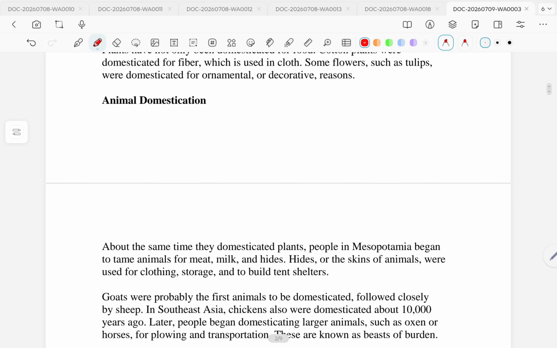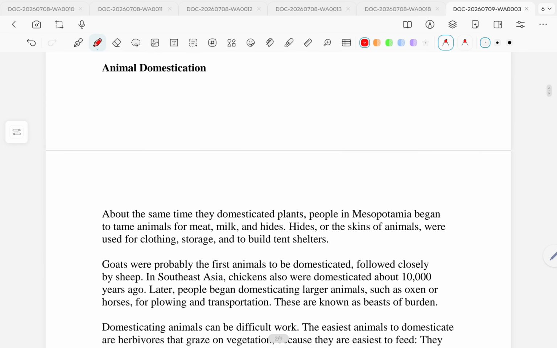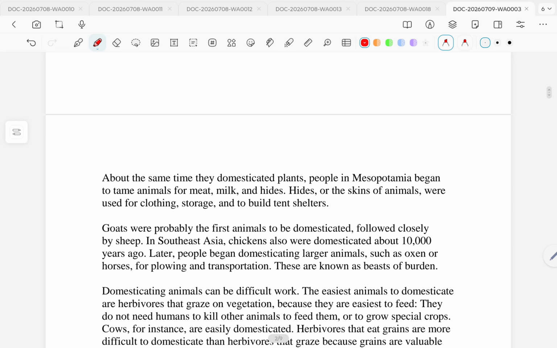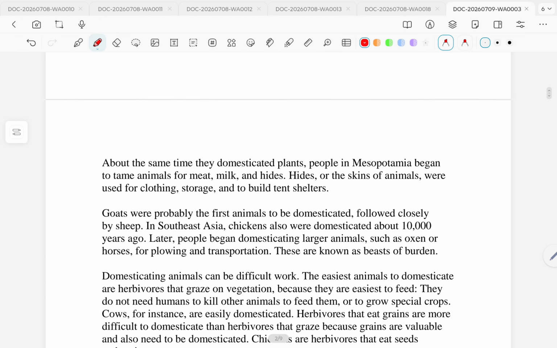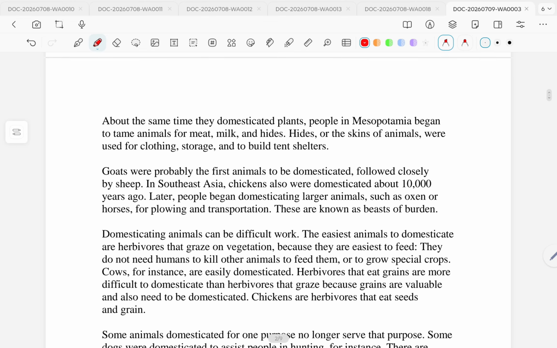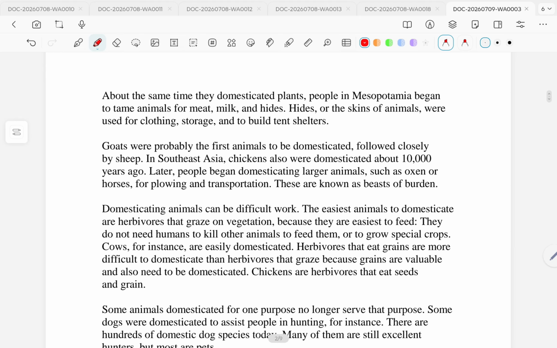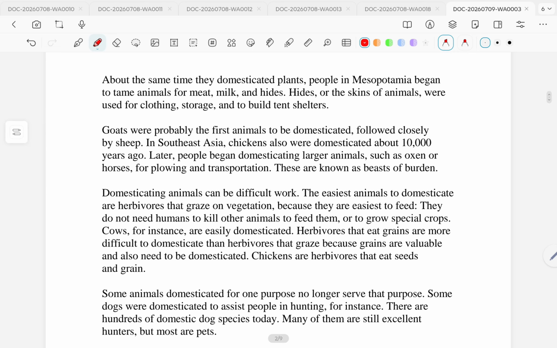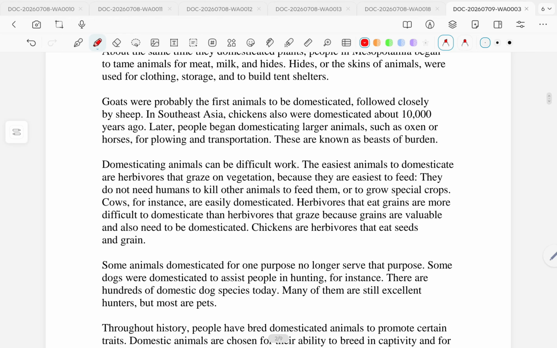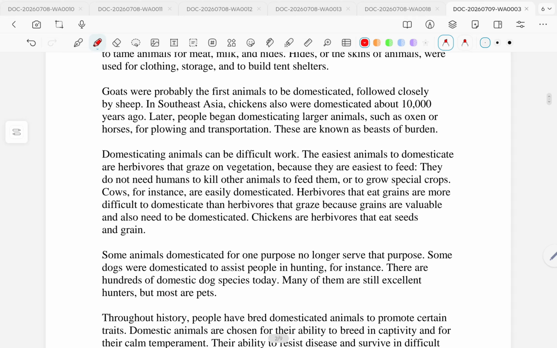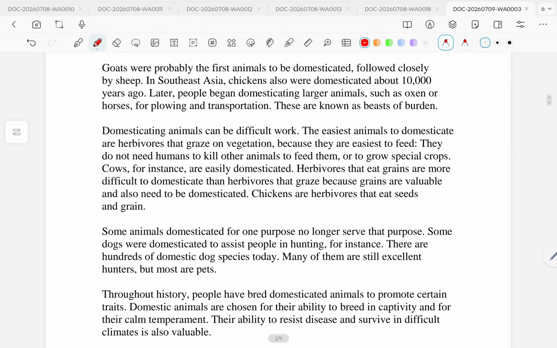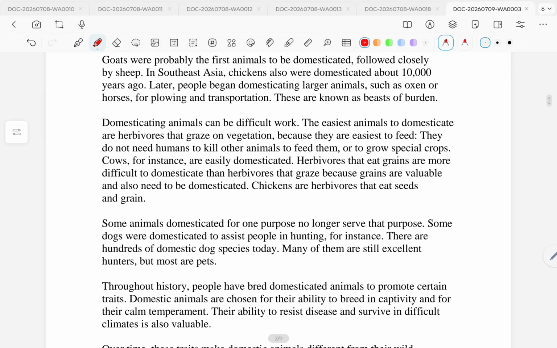Animal domestication. About the same time as the domesticated plants, people in Mesopotamia began to tame animals for meat, milk, and hide. Hides, or the skin of mammals, were used for clothing, storage, and to build tent shelters. Goats were probably the first animals to be domesticated, followed closely by sheep. In Southeast Asia, chickens were also domesticated about 10,000 years ago. Later, people began domesticating larger animals such as oxen or horses for plowing and transportation. These are known as beasts of burden.